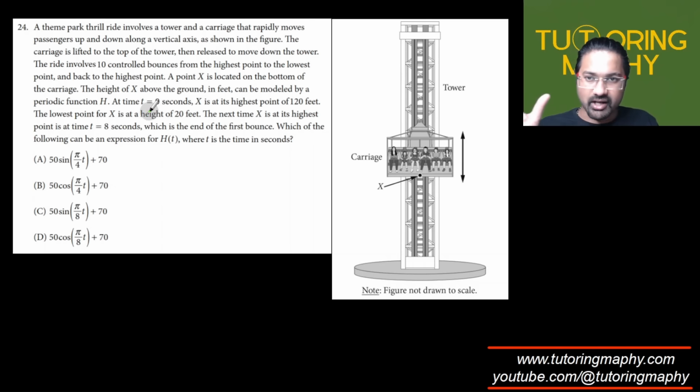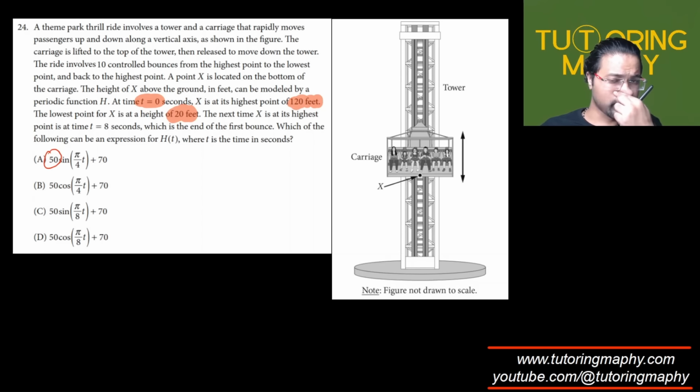So in a nutshell, we know that the maximum height is 120, which is at t equal to 0, and the minimum height is 20. Based on these two, which are the options which we can perhaps eliminate? Actually, we cannot eliminate any of the options, as a matter of fact, because the 50 and 70 is the same for all the options, which means that the maximum value will be 120 and the minimum value will still be 20 over here.